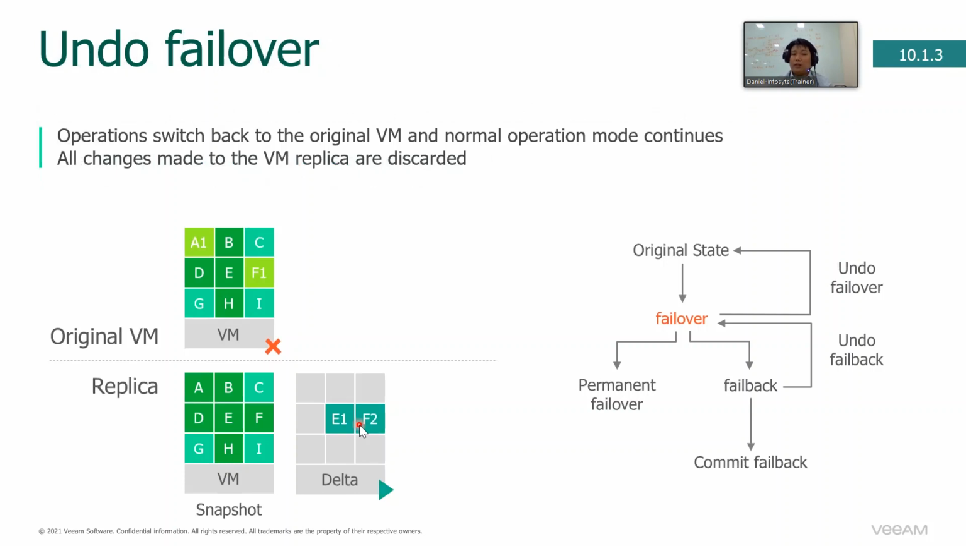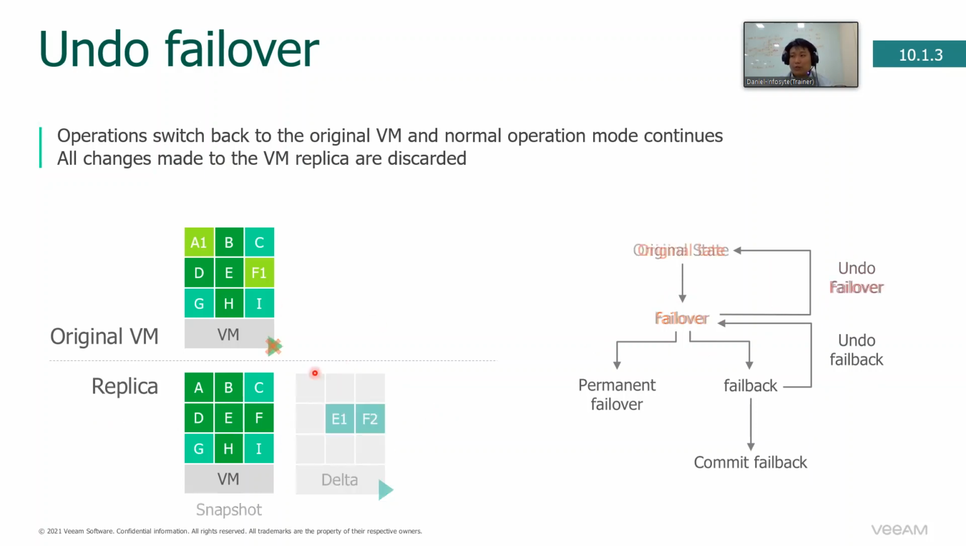If you found that your virtual machine replica restore point, because it comes with multiple restore points, right, is not healthy, and I would like to utilize a different restore point to failover, then you might need to go with undo failover. Now when you select undo failover, what happens? Your delta in the virtual machine replica will get discarded. No changes happen before. You're basically rolling back the failover process.